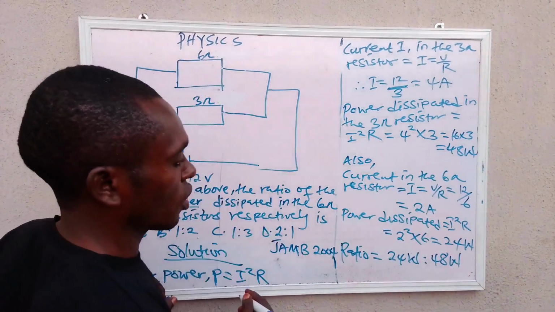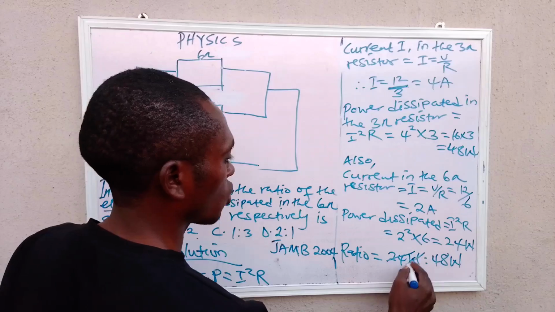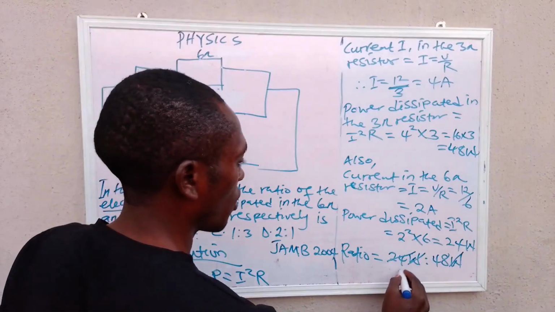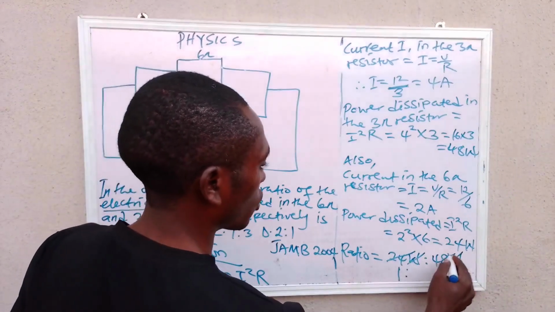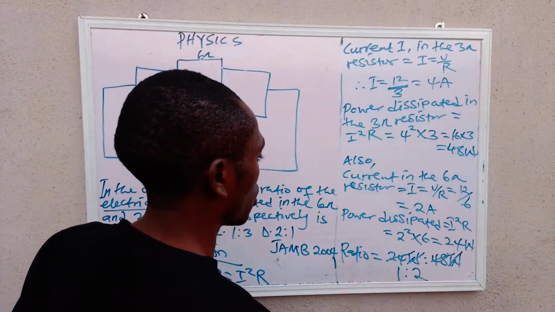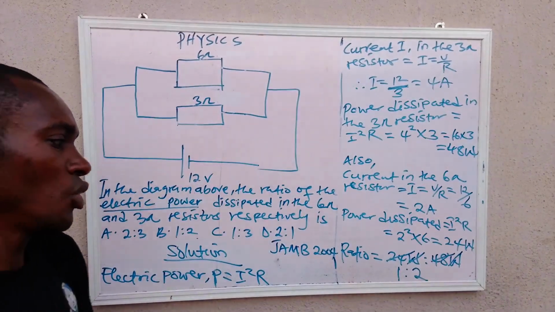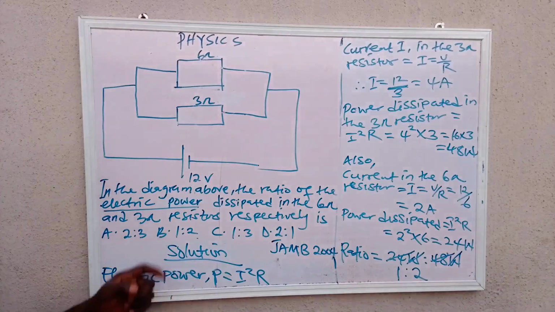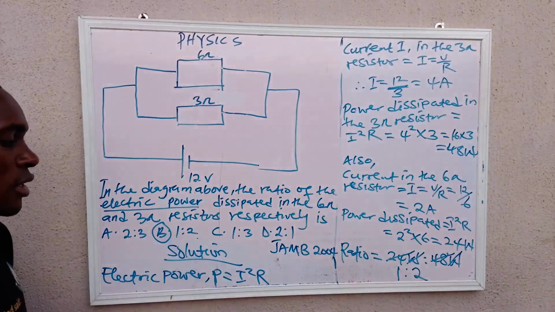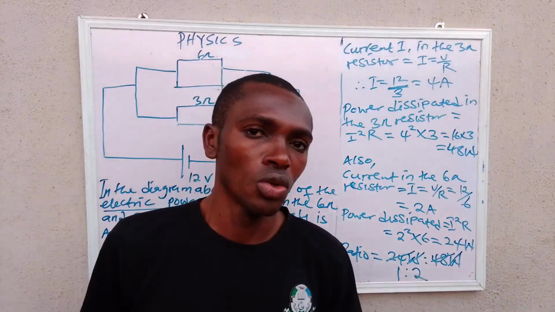If you calculate this, 24 can go here 1 time, and 24 can go here 2 times. So your answer is 1:2. 1:2 is option B. So option B is our answer. This is the solution to this question.